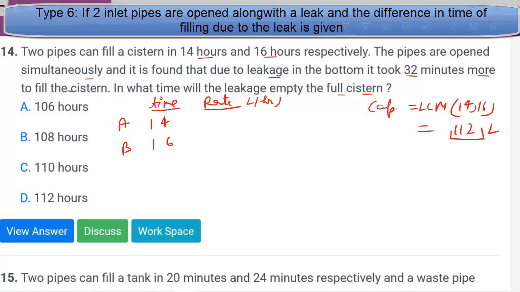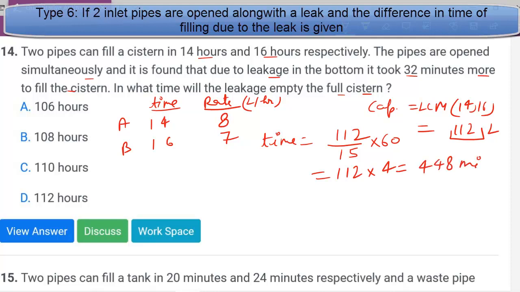So A is filling 8 liter per hour, B is filling 7 liter per hour, and the pipes are open simultaneously. We found that due to a leakage at the bottom, it took 32 minutes more. So the time taken by A and B, if there was no leakage, would have been 112 divided by 15, that is 8 plus 7, this much hour, so we have to multiply this by 60 to get minutes. 112 multiplied by 4, which is 448, so 448 minutes they would have taken if there was no leakage.